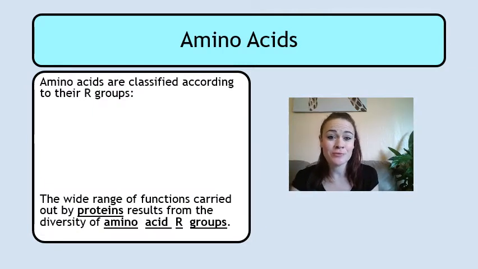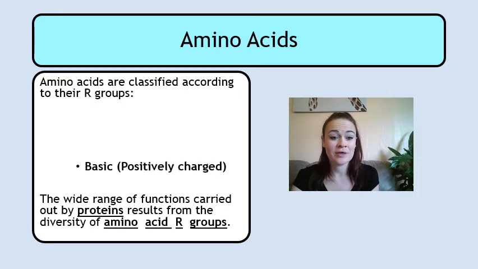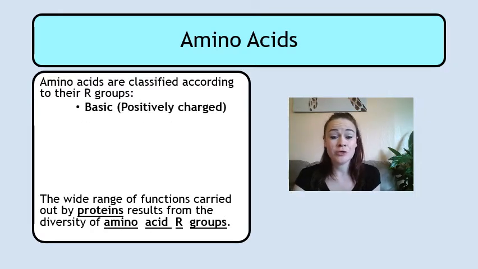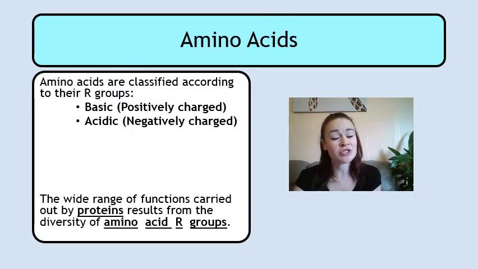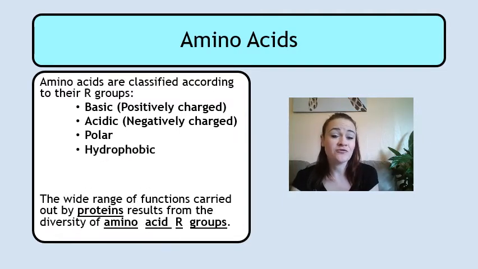Based on these R groups, we can actually categorize amino acids, and you need to know these categories. Okay, you can have the basic group, and they're positively charged, the acidic group, which are negatively charged, the polar group, which are actually a group that really like water, okay, and a hydrophobic group which really dislike water.